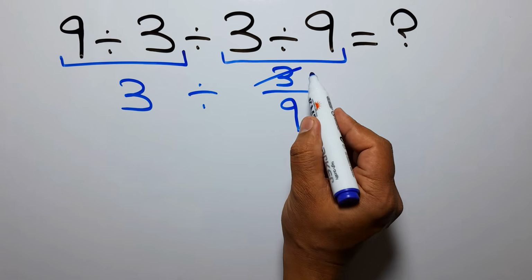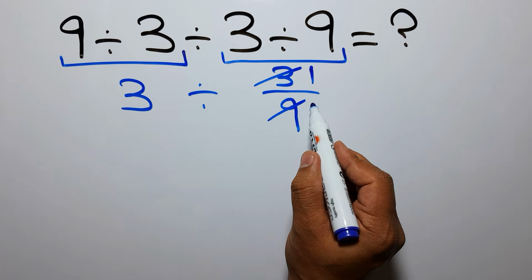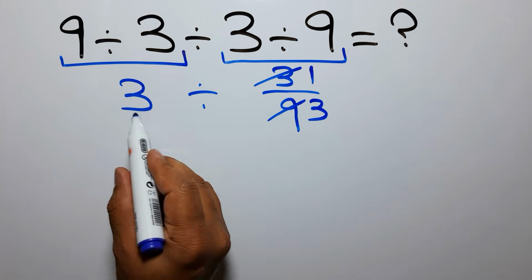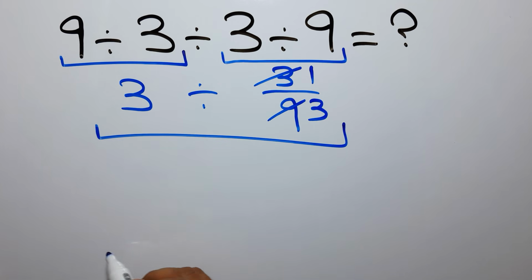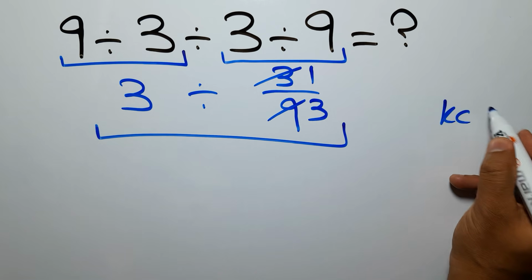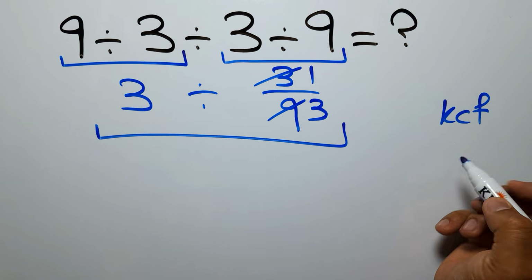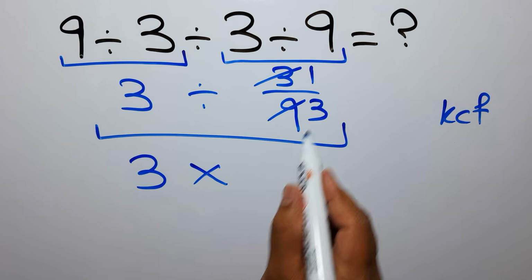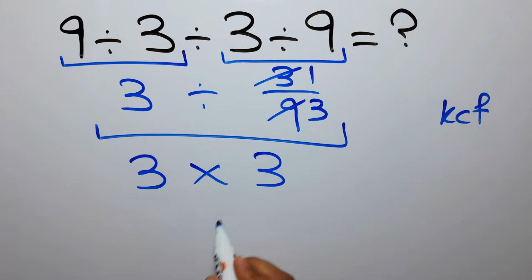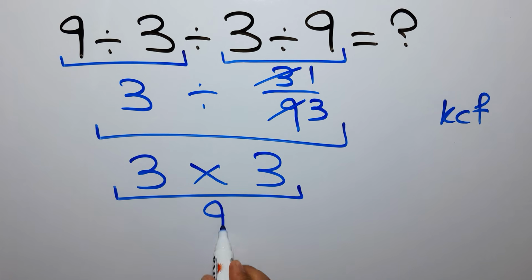3 divided by 3 gives us 1, and 9 divided by 3 gives us 3. So we have 3 divided by 1 over 3. According to the KCF rule, K stands for keep, C stands for change, and F stands for flip. We can write: keep the first fraction, change division to multiplication, and flip the second fraction. So we have 3 times 3, which equals 9.